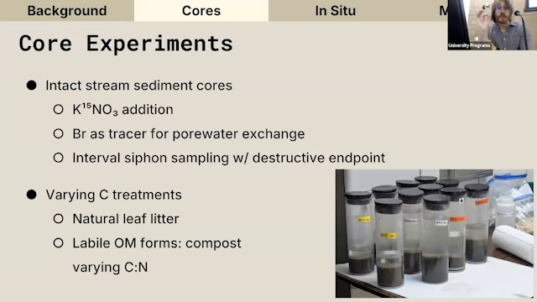For the treatment conditions, we're taking different forms of carbon. So we want to see what's bare sediment, what's going to be able to be cycled just from what's bound to the sediment itself, versus sediment with leaf litter, which we would naturally find in these streams. Is that sufficient? Or do we need to add labile organic matter in the form of varying C to N ratios from compost?